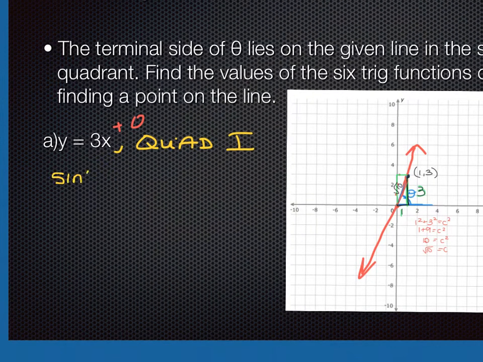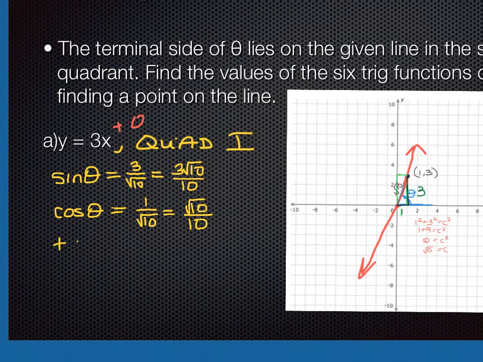Sine of theta is opposite over hypotenuse, so 3 over root 10, which becomes 3 root 10 over 10. Cosine of theta is 1 over root 10, which rationalizes to root 10 over 10. Tangent of theta is 3 over 1, or 3.